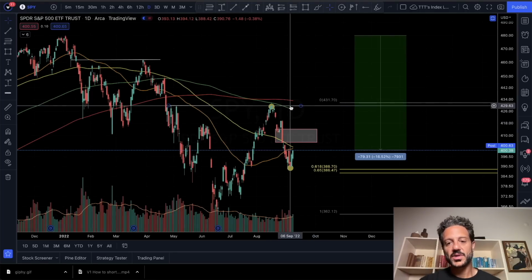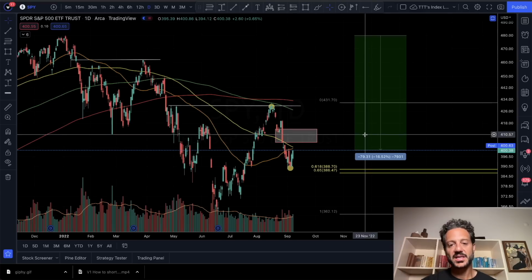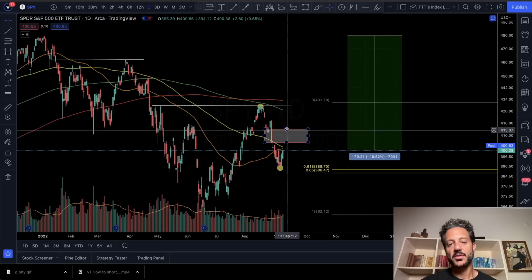Now, if inflation is trending down heavily, meaning we get a print that's significantly below 8.5, then I think the market can go back and retest these highs at around 430 on the SPY. Again, we'll talk about the Nasdaq in a second. However, if inflation comes in as expected or even higher, then I think this will be a major point of resistance for the market right here, somewhere between 400 and 415 on the SPY.